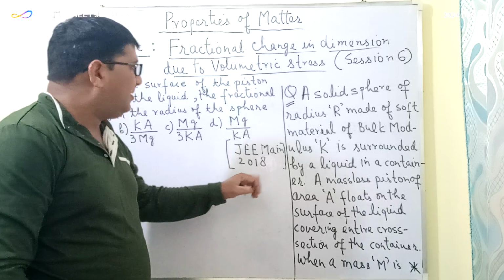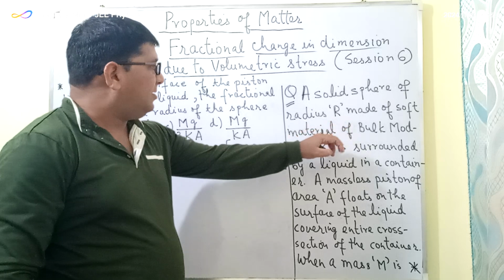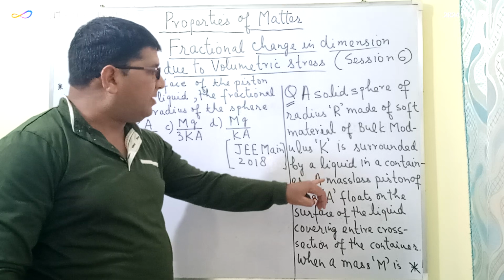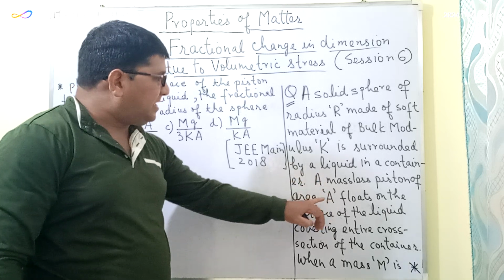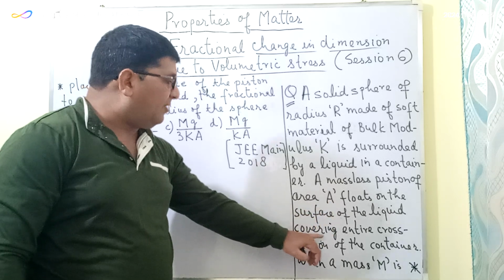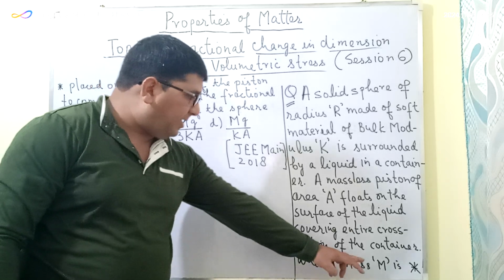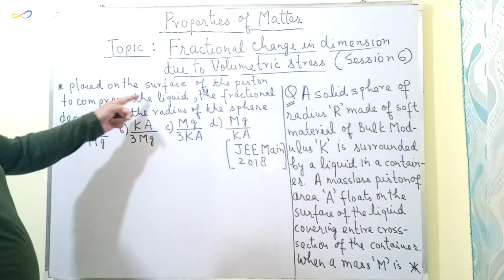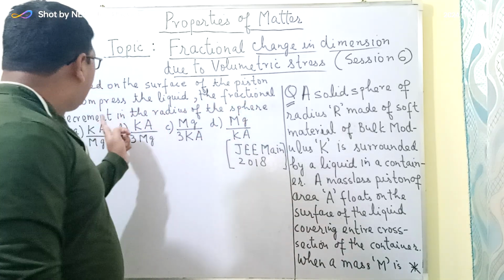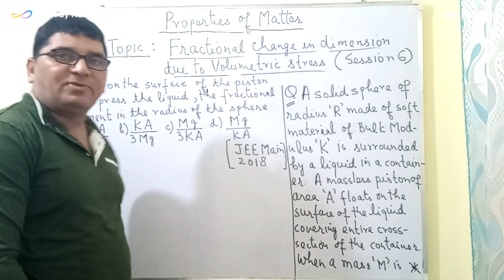year 2018. So the question here is: a solid sphere of radius r made of a soft material of bulk modulus K is surrounded by a liquid in a container. A massless piston of area A floats on the surface of the liquid, covering the entire cross section of the container. When a mass M is placed on the surface of the piston to compress the liquid, the fractional decrement in the radius of the sphere is. Now decrement means the fractional decrease in the radius of the sphere.